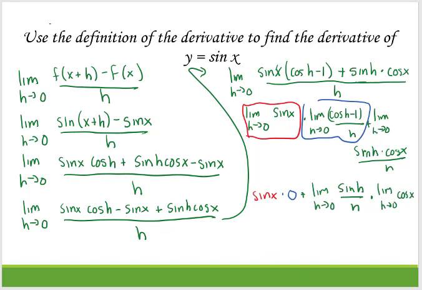So this first term, these simplify to be 0. This limit here goes to 1. This limit here, because there's just an x, it's like a constant, it is that constant. So the moral of this big story here is the derivative with respect to x of the sine of x is the cosine of x.